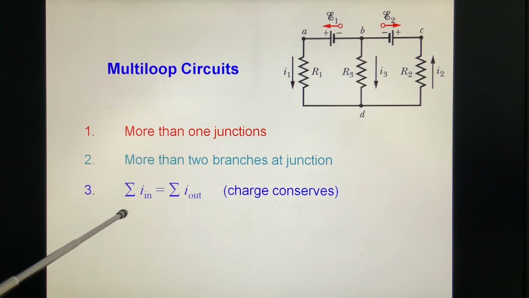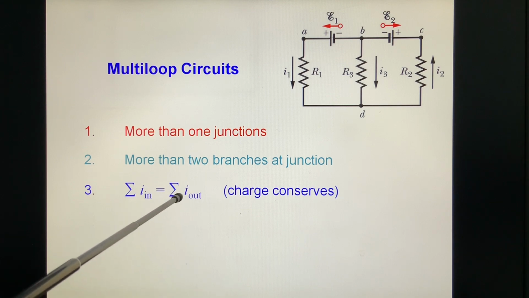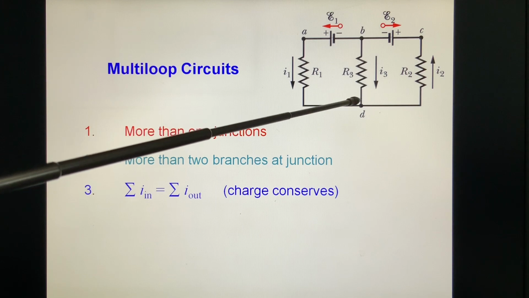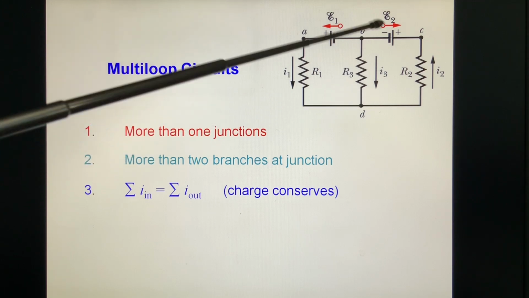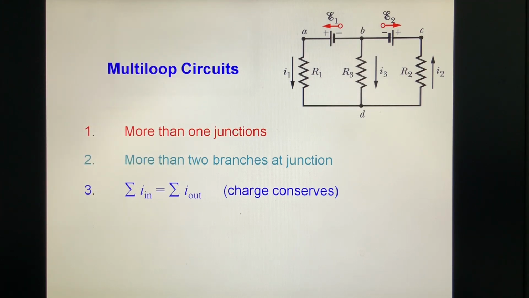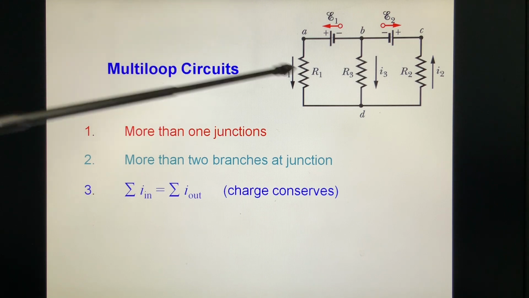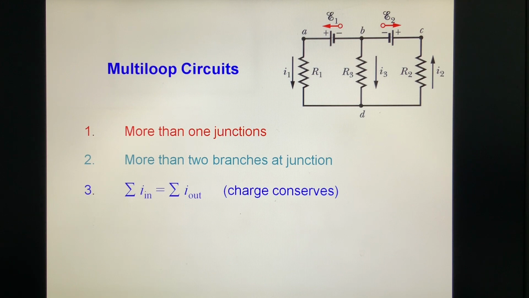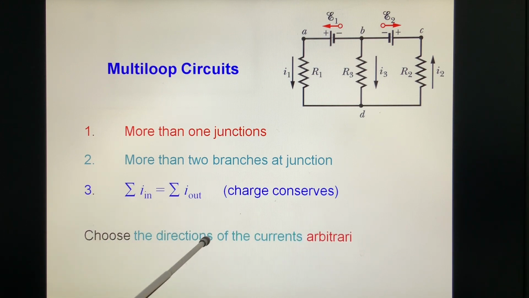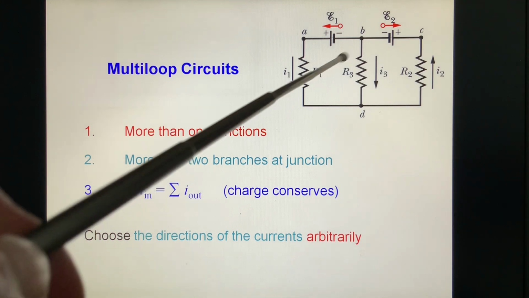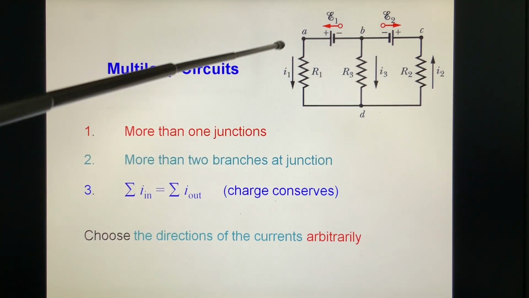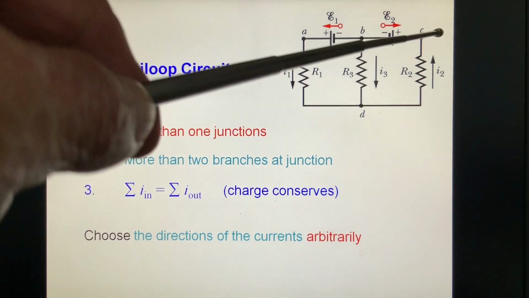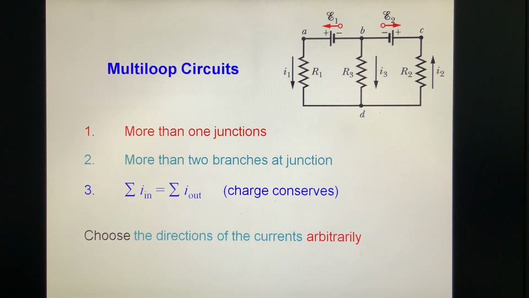Sigma I in equals sigma I out, with the charge conserved. So the current getting into the junction equals the current getting out of the junction. No charge is lost or gained at the junction. Now, we choose the direction of the current arbitrarily, in any loop. In this case, we choose I1, I2, I3.